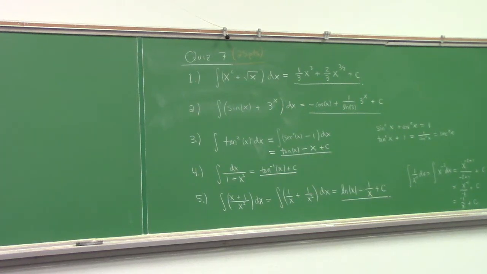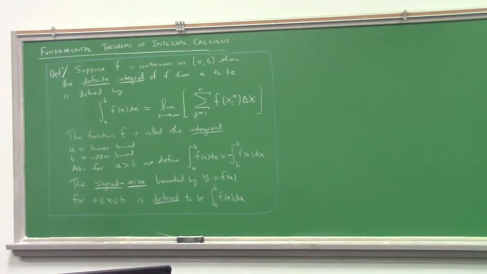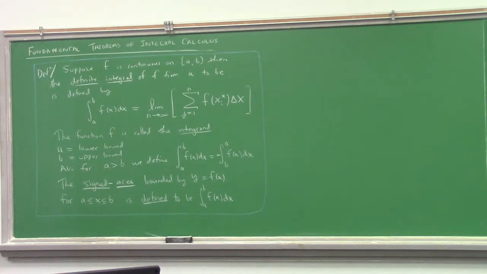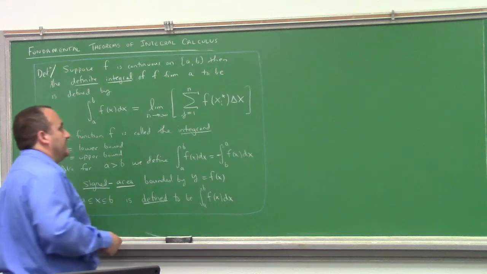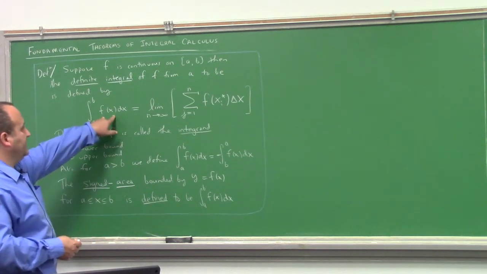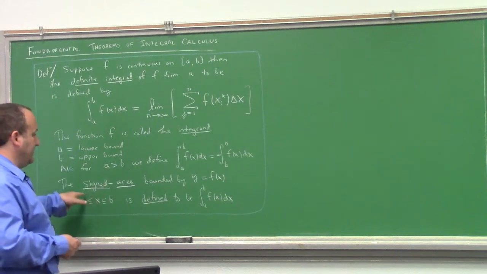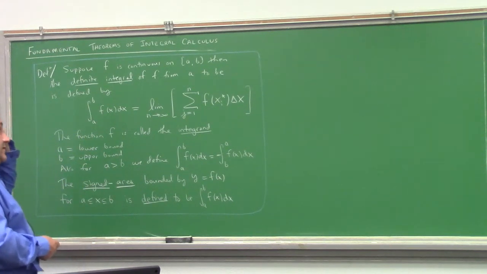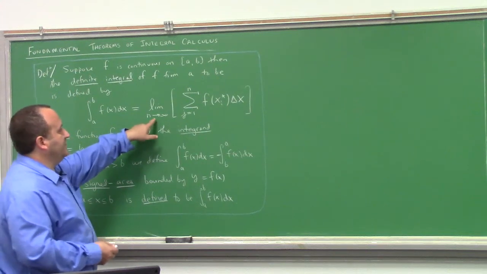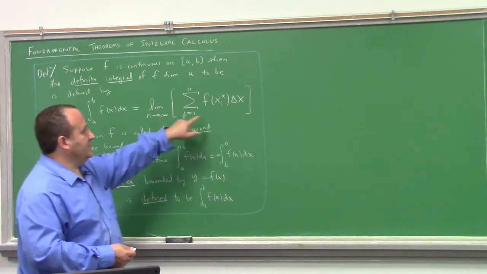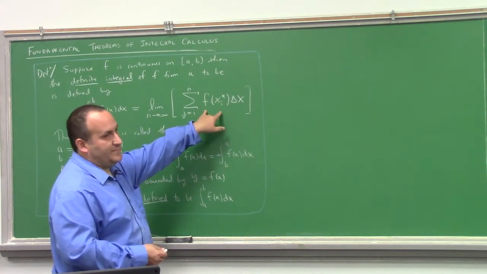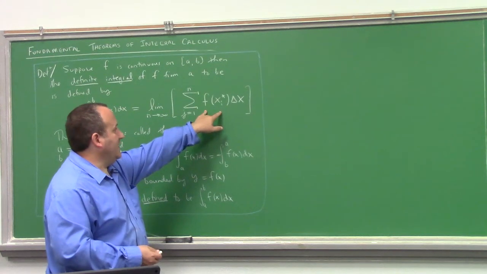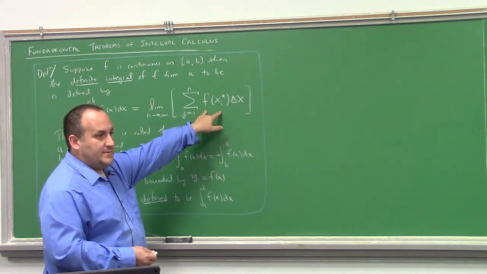Let's see here. So we're talking about definite integration today, right? And definite integration, we defined last class that the integral from a to b of f of x dx is the signed area bounded by y equals f of x. Technically, it's the limit as n goes to infinity of what's called the Riemann sum. This is chopping the area up into rectangles like we talked about last time and taking the limit of the number of rectangles going to infinity.